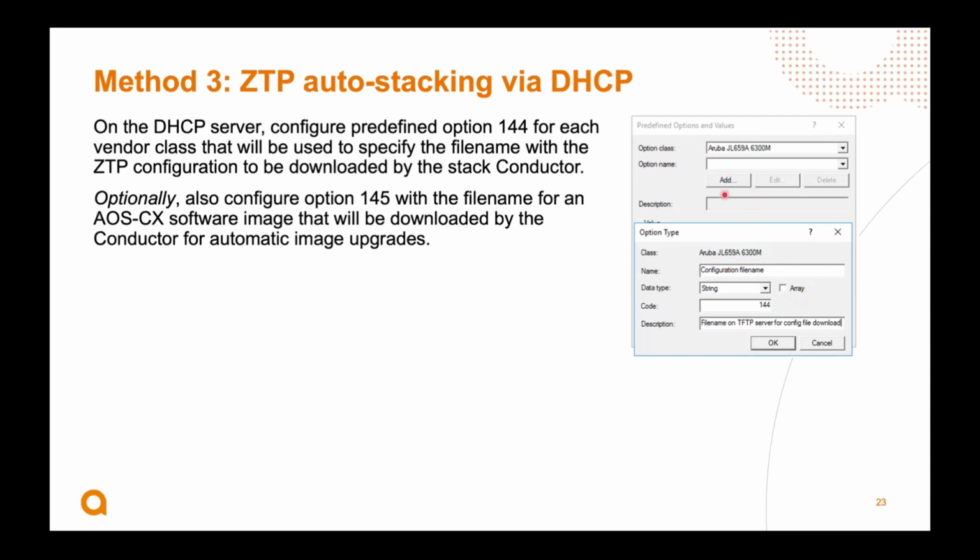This is what will be downloaded by the switch to configure your stack. So under your vendor class, you create your new predefined option. Again, this is for Windows DHCP server. Create a string with code 144, and this will be the file name on the TFTP server specified in option 66 that contains the configuration for the automatic stack provisioning. And then optionally, you can create sub-option 145 that points to an AOS-CX software image that will be downloaded by the switch for automatic software upgrades.